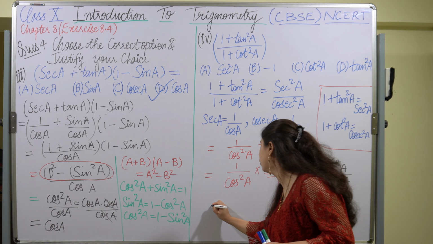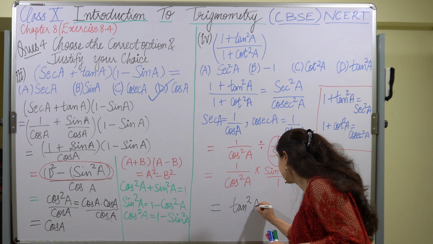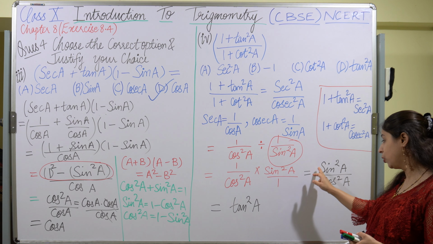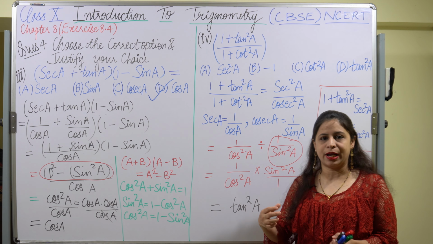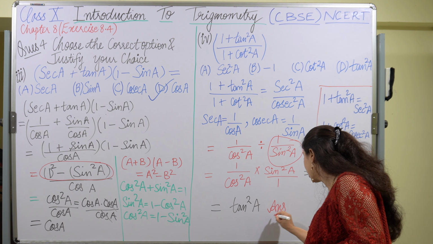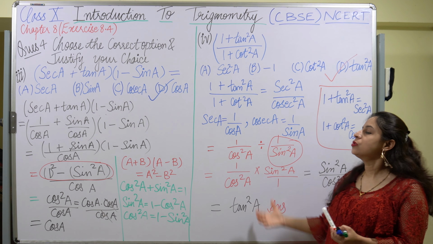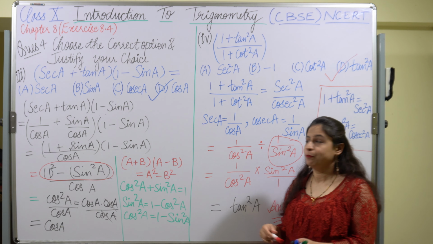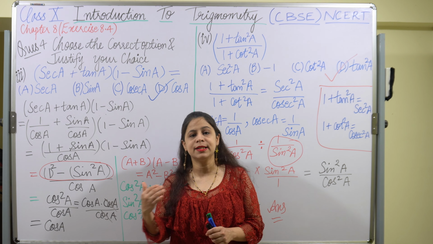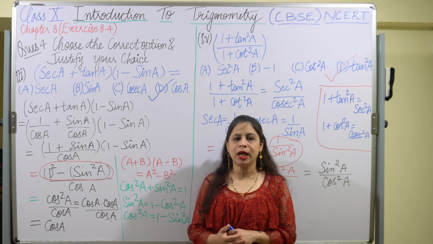So this is equal to tan square A, because sin upon cos is tan A, and here a square is there, so it will be tan square A. So this will be my answer. My option D is correct over here. So like this we have justified the question. In this manner you need to proceed. You should first convert all the tan, sec and cosec into the form of sin and cos, and then proceed. Okay, so thank you.